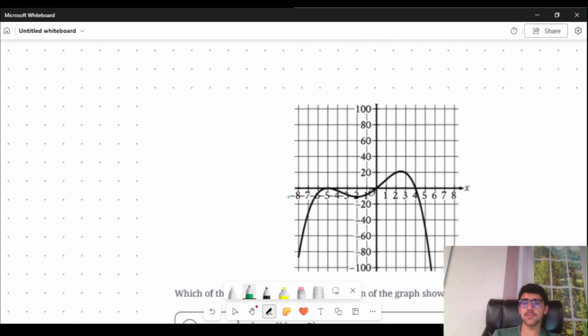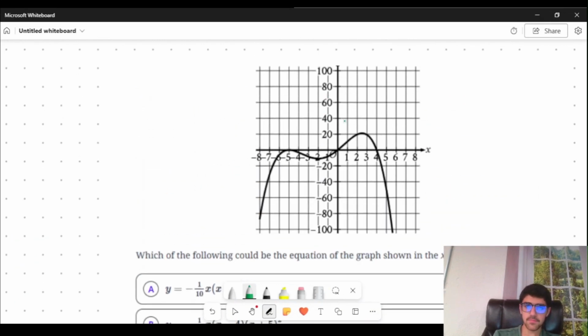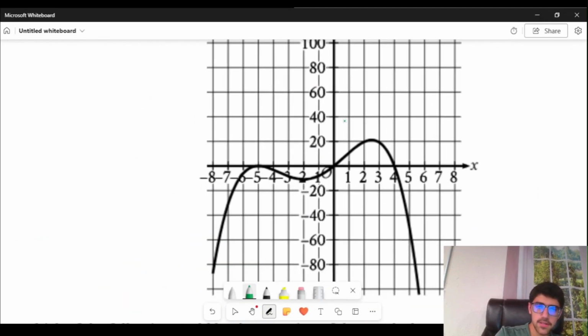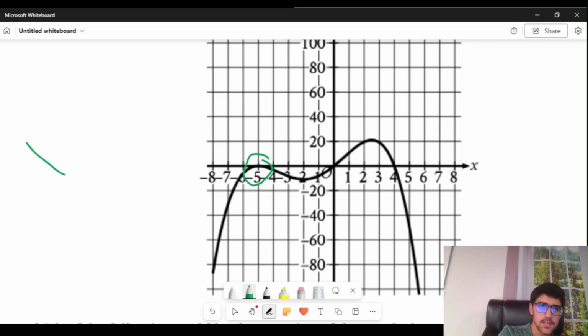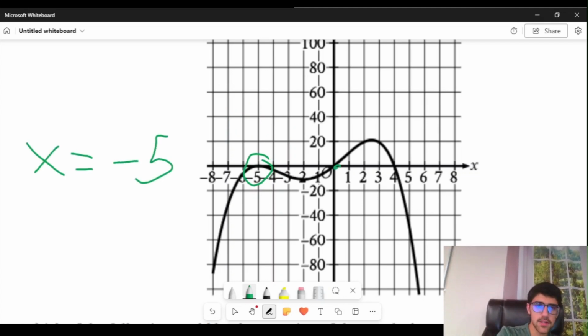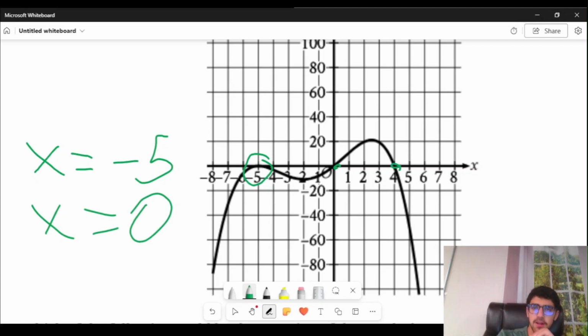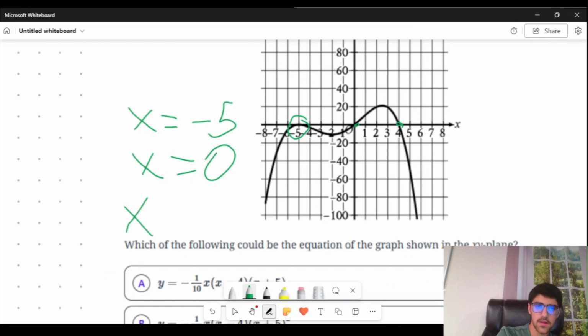So first thing, let's just look at the graph and determine all the roots, because all of these are in the root form for the polynomial. So this one touches the x-axis at x equals negative 5. That is one of them. So I'm just going to put it off to the side. So x is equal to negative 5. Right here, it touches again at x equals 0. So x equals 0. And then it's right here again at x equals 4. x equals 4.